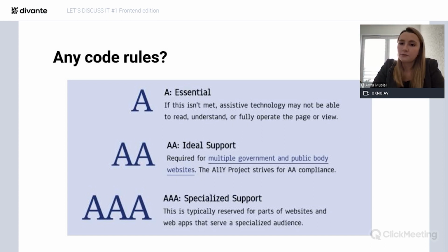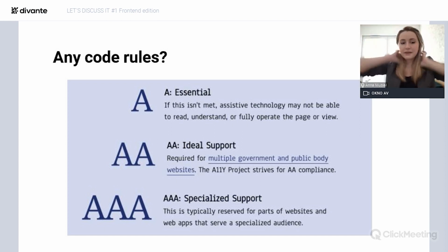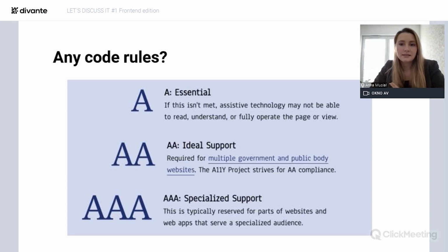And it is required for the government pages and public body websites, like I told you before. But it's also good to aim for the better. So ideal support and double A is perfect. And we have triple A, which is very, very professional, if I can say. And this is typically reserved for very content-specific websites for people with certain disabilities, and designing such pages is very complex. But let's say we are aiming for this double A.